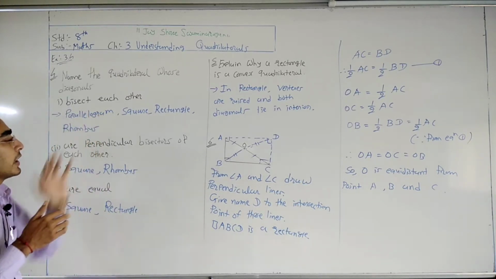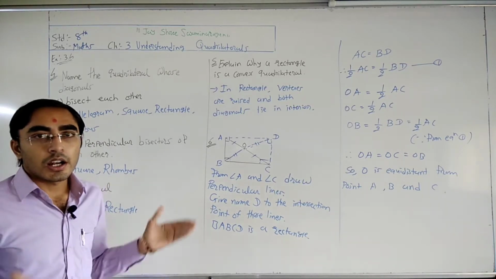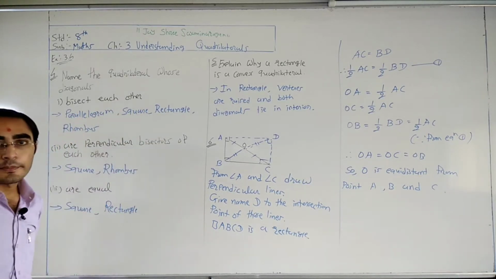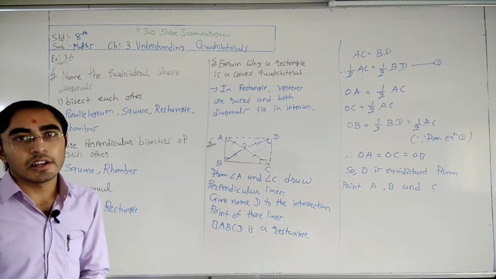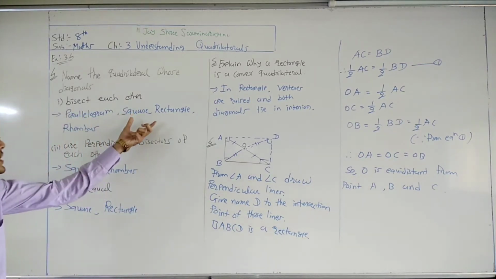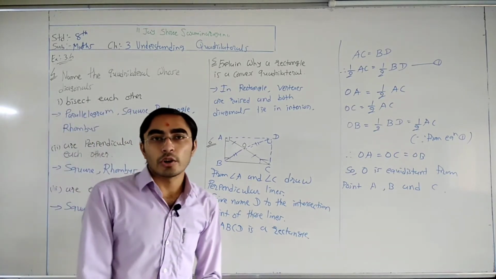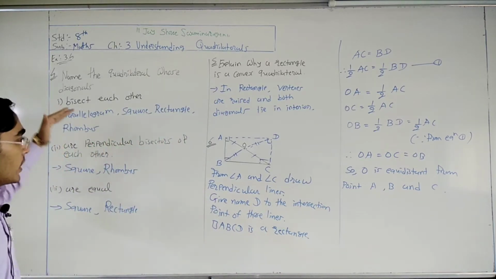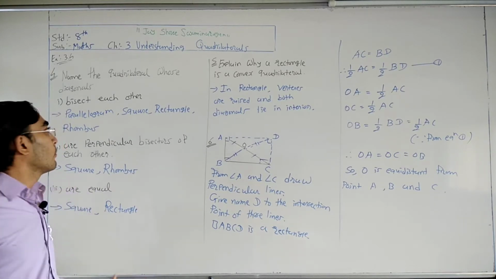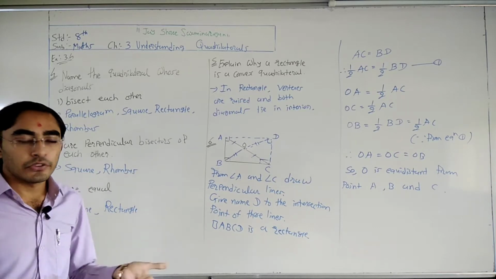After that, square. Square is one type of parallelogram. So definitely in square even diagonals bisect each other, right? After that, rectangle. In rectangle even diagonals bisect each other, because both are types of parallelogram. So definitely whatever property parallelogram follows, the same property square and rectangle also follow. That's why in parallelogram, square, rectangle, diagonals bisect each other.